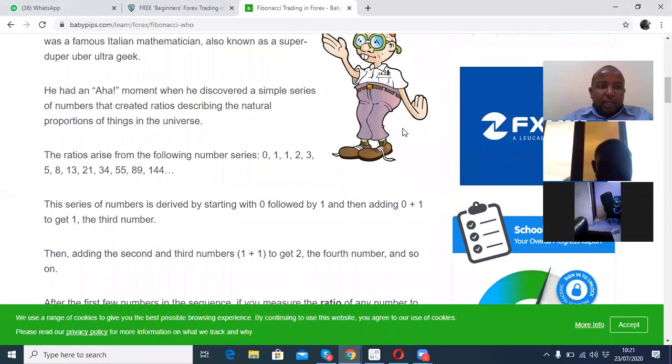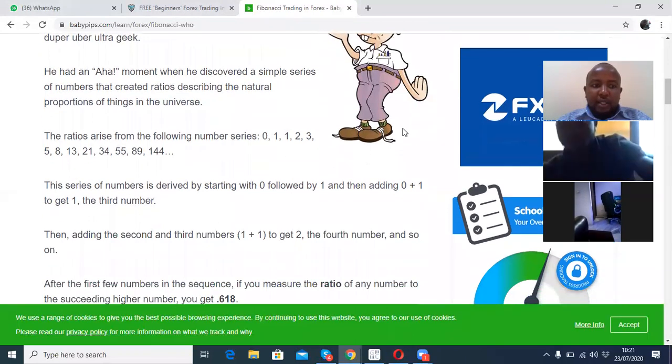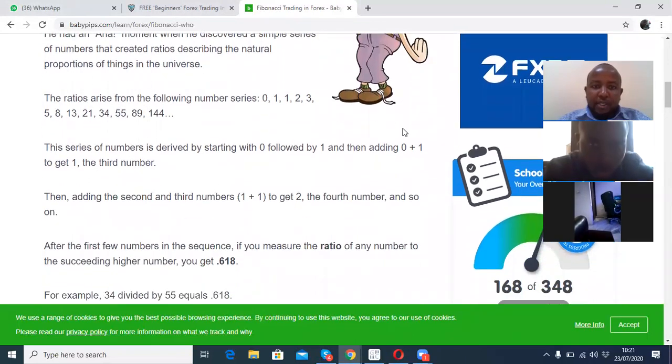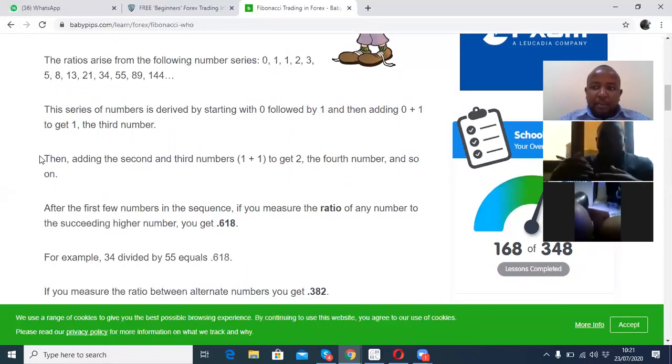He had an aha moment when he discovered a series of numbers that created ratios describing the natural proportions of things in the universe. Most things around the universe apply Fibonacci, and the ratios arise from the following numbers: 0, 1, 1, 2, 3, 5, 8, and so forth. This series is derived by starting with 0 followed by 1 and then adding 0 plus 1.